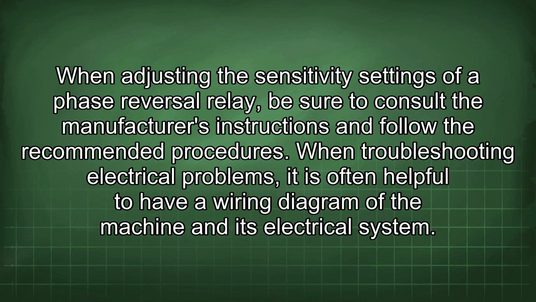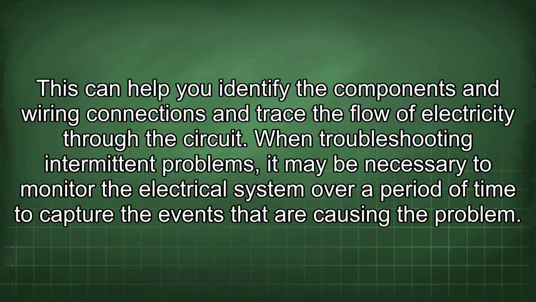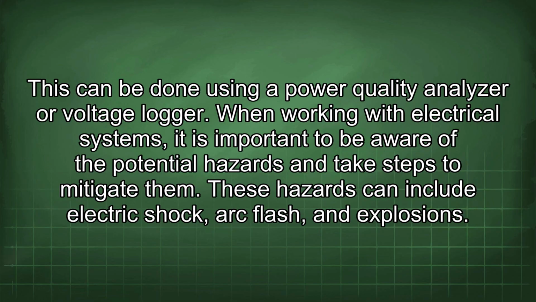When adjusting the sensitivity settings of a phase reversal relay, be sure to consult the manufacturer's instructions and follow the recommended procedures. When troubleshooting electrical problems, it is often helpful to have a wiring diagram of the machine and its electrical system. This can help you identify the components and wiring connections and trace the flow of electricity through the circuit. When troubleshooting intermittent problems, it may be necessary to monitor the electrical system over a period of time to capture the events that are causing the problem. This can be done using a power quality analyzer or voltage logger.